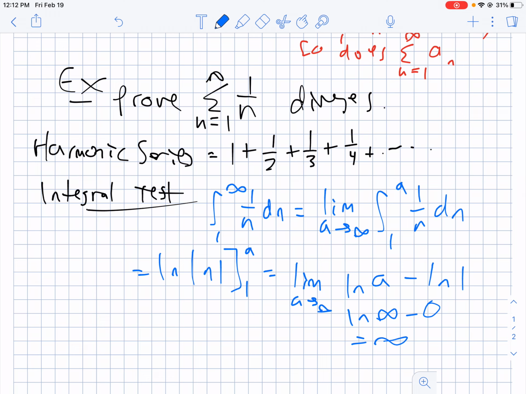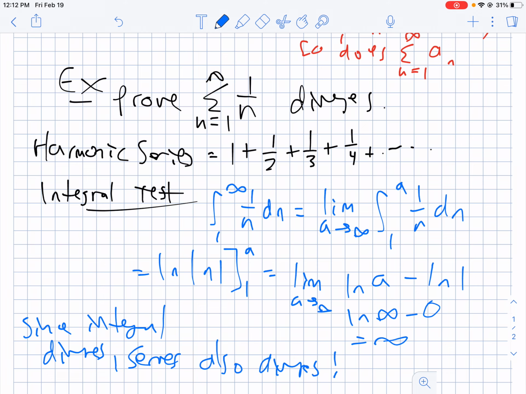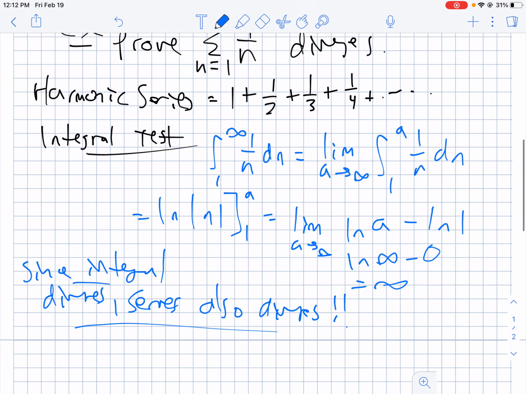So the conclusion here is that since the integral diverges, the series also diverges. That's the conclusion you'll draw by doing the integral test.